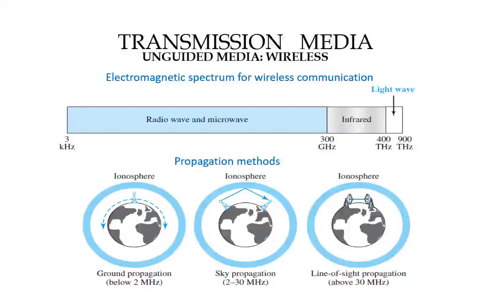In ground propagation, below 2 MHz is used. In sky propagation, we use 2 to 30 MHz. In line of sight propagation, 30 MHz and above. Why do we need this? Distance is the matter here. Ground propagation needs repeated towers to transmit the data because its power is less. Ionosphere propagation is somewhat greater than ground propagation, and line of sight propagation uses more than 30 MHz.